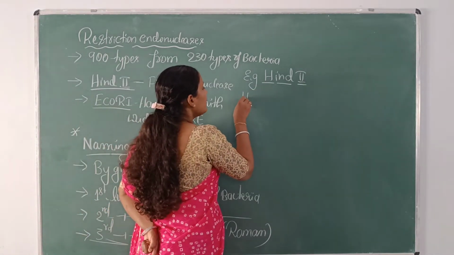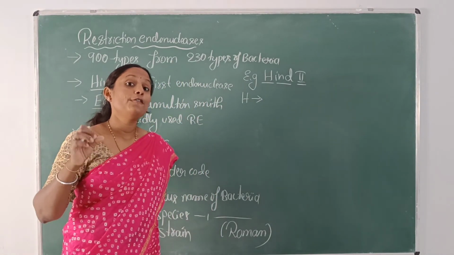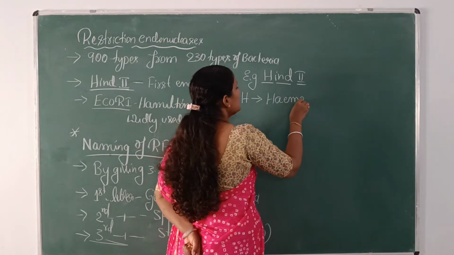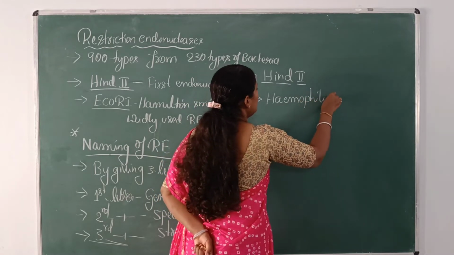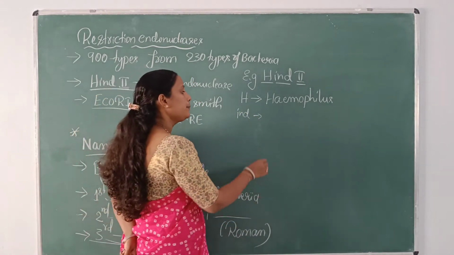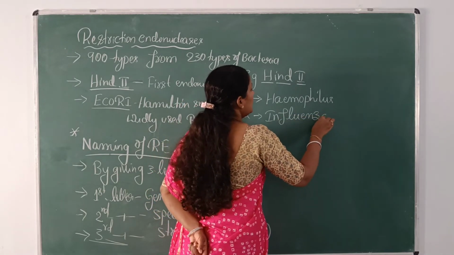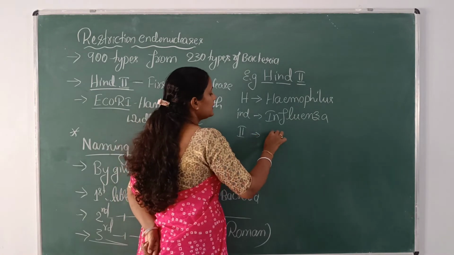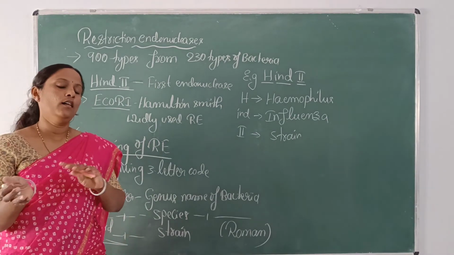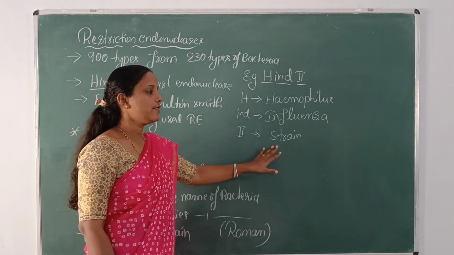So here, H is the first letter, which I told you is the name of the genus. So here, the genus name is Haemophilus. And 'ind' is the second letter, and it indicates the species name, that is influenzae. And the third is the Roman numeral, which is the strain. In each species, depending upon the genomic differences, they will give different strain names. So here II is the strain name.